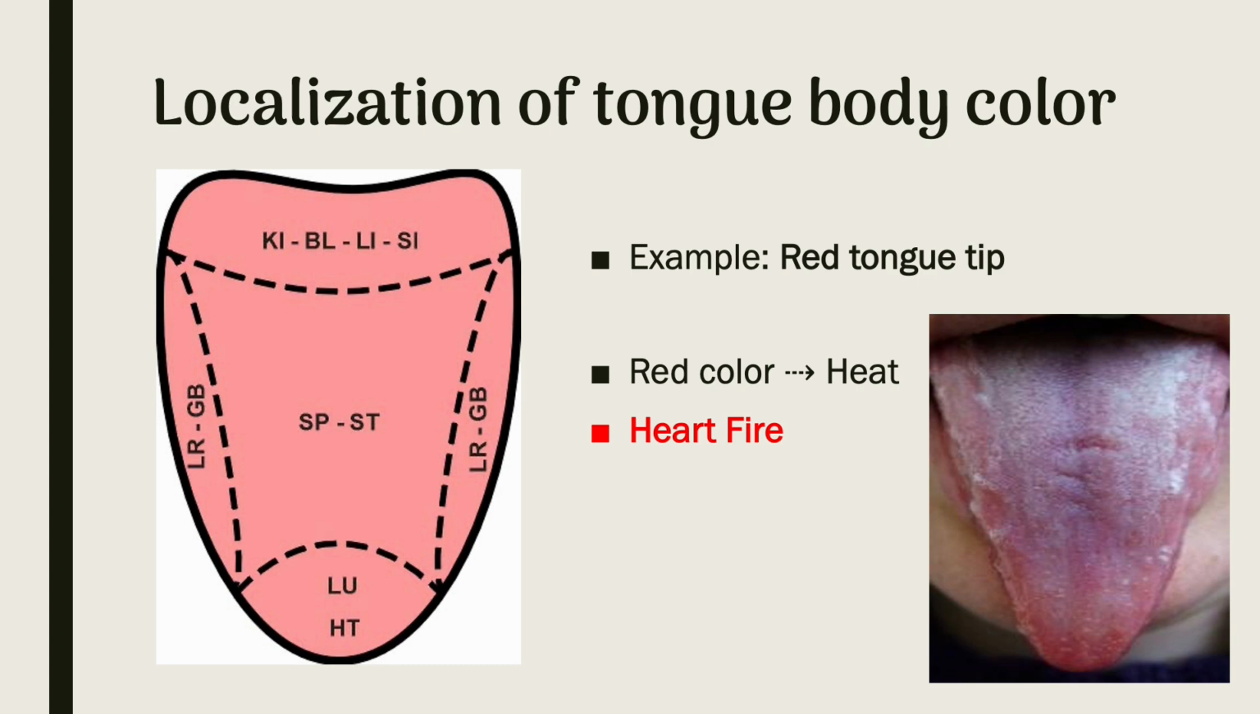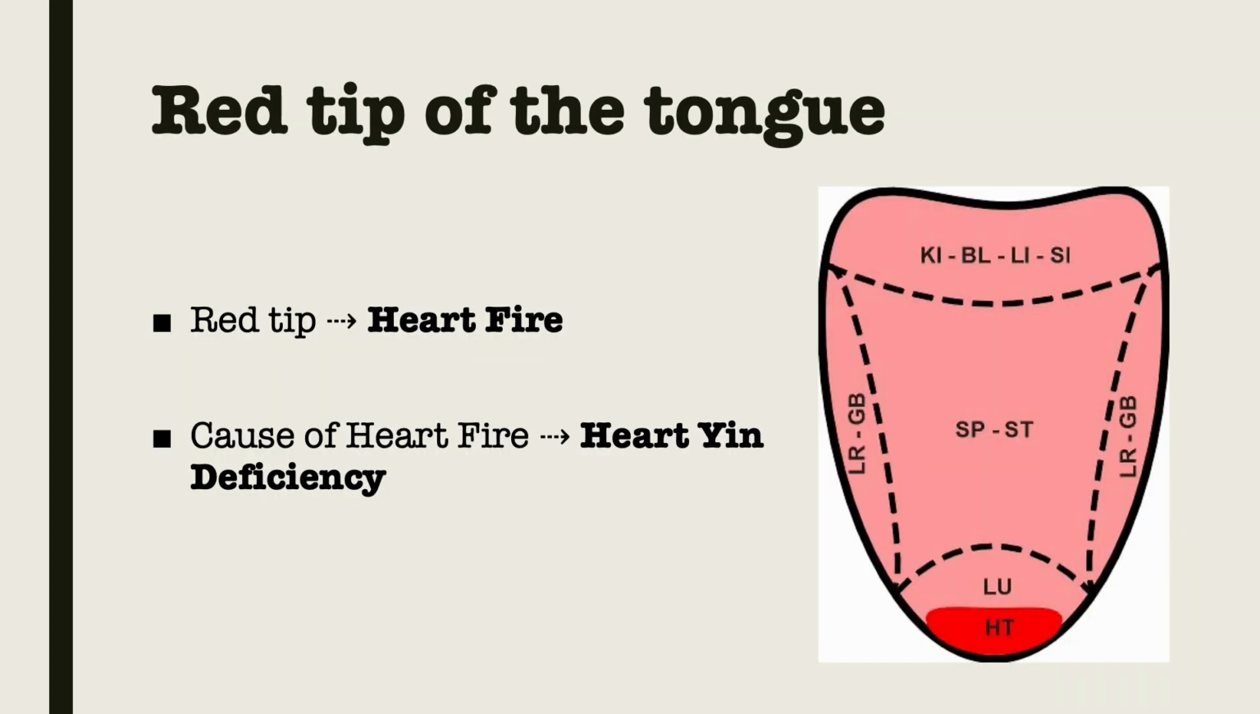Example, red tip of the tongue. The red color points to heat. The affected area, the tip of the tongue, corresponds to the heart. It can be concluded that this sign refers to heart fire. The red tip of the tongue points to heart fire. The cause of heart fire can be heart yin deficiency.